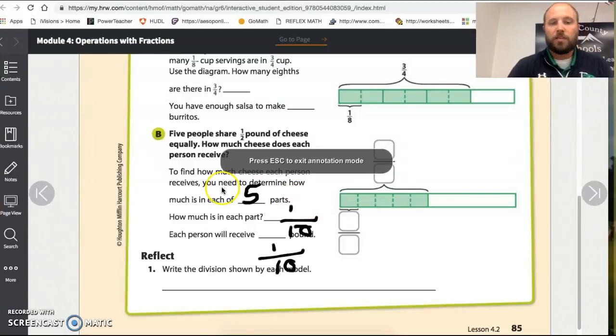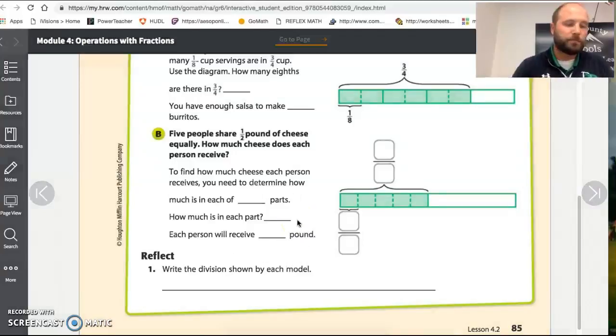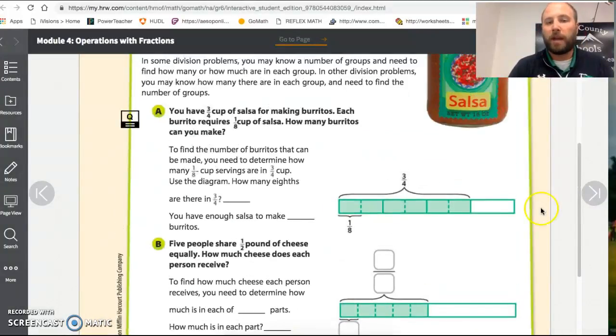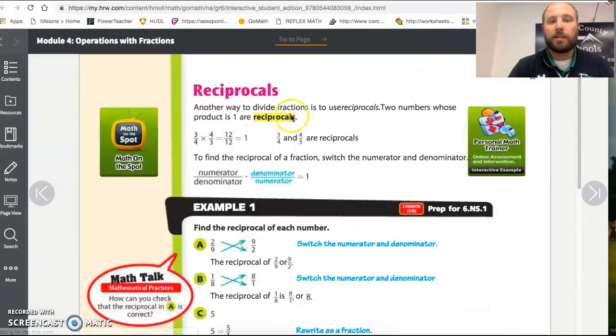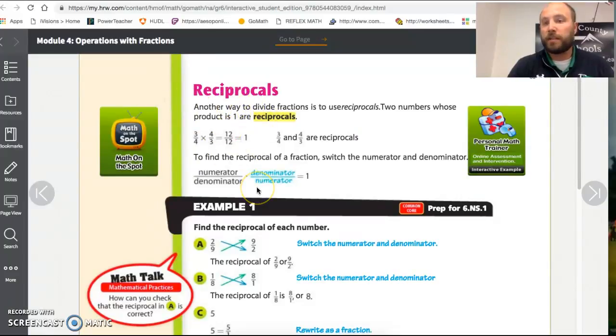Okay, so we're not going to do this other one. Sorry, my fingers are too fat to write in these tiny little spots. Okay, so those are just an example with pictures. We're going to worry about the math here. So we're going to turn the page. We're going to talk about reciprocals. Okay, if you want to take notes, this would be the time I would take notes in your book.